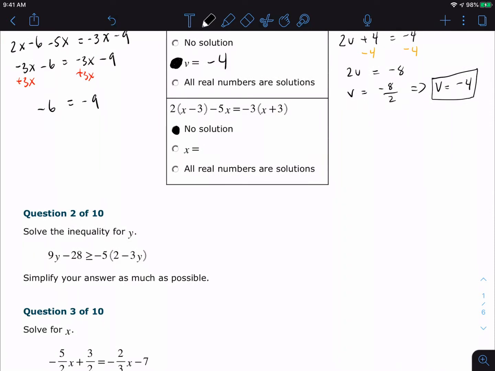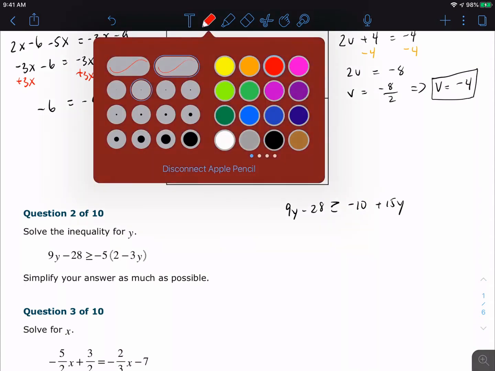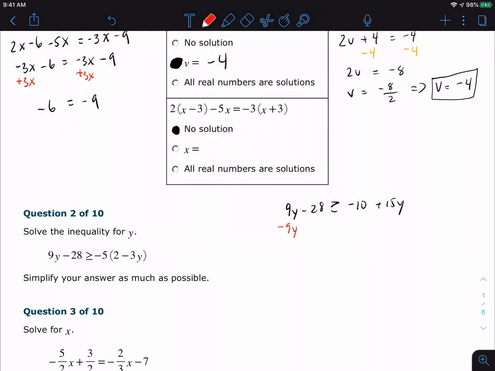Okay, so the next problem, I'm going to do the exact same thing. I'm going to go 9y minus 28 is greater than or equal to, and then I'm going to distribute. So I'm going to get a negative 10 plus 15y. And then I'm going to subtract 9y from both sides. So I'll get a negative 28 is greater than or equal to a negative 10 plus 6y.